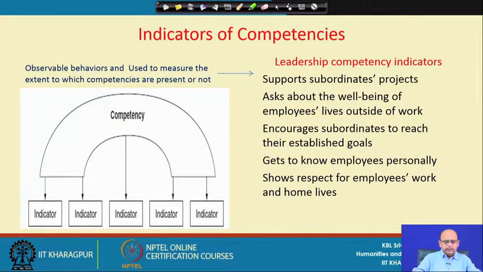Look at another example here. There is one competency that is known as leadership. Leadership is a competency. Now, this competency has 5 indicators: support subordinate projects, ask about the well-being of the employees' life outside work, encourage subordinates to reach their established goals, get to know employees personally, and show respect for employees. If you look at all these, which show his leadership competencies, it could be at the threshold level or it could be differentiating, depending upon the extent to which this is present. So, that is how we are going to talk about the competencies.